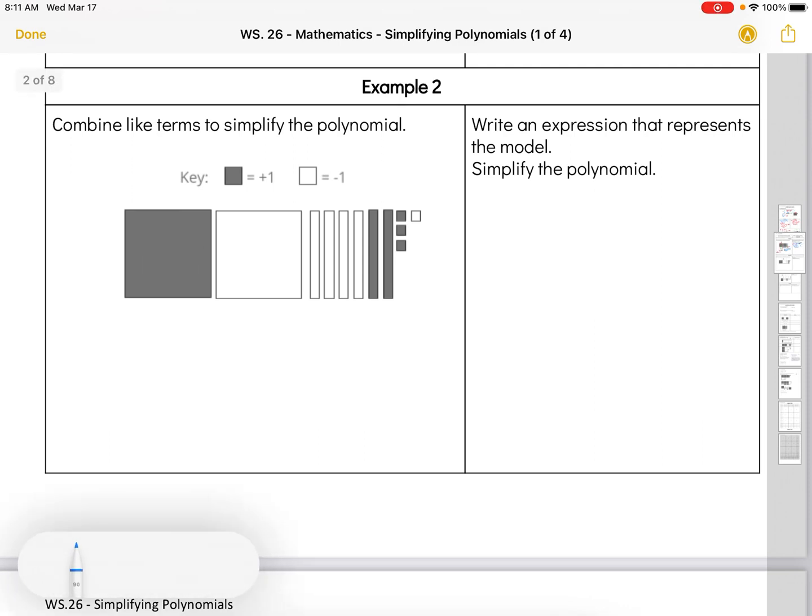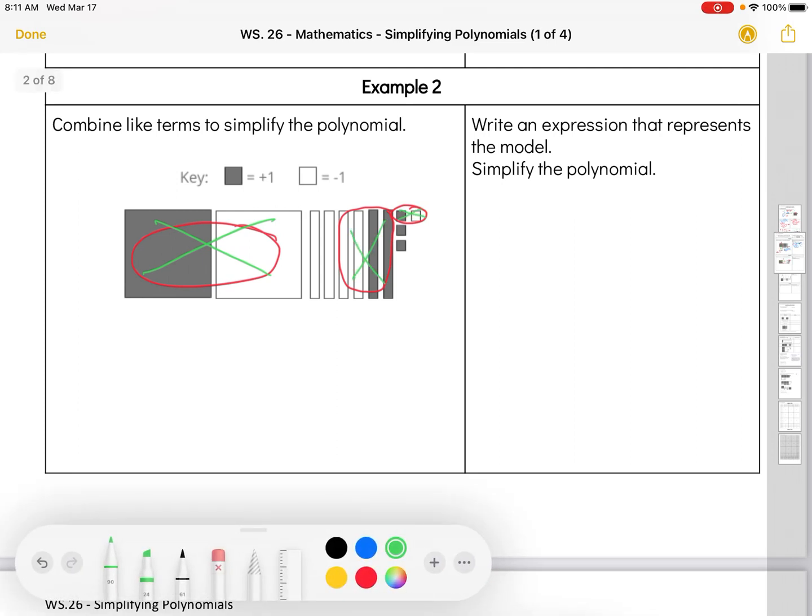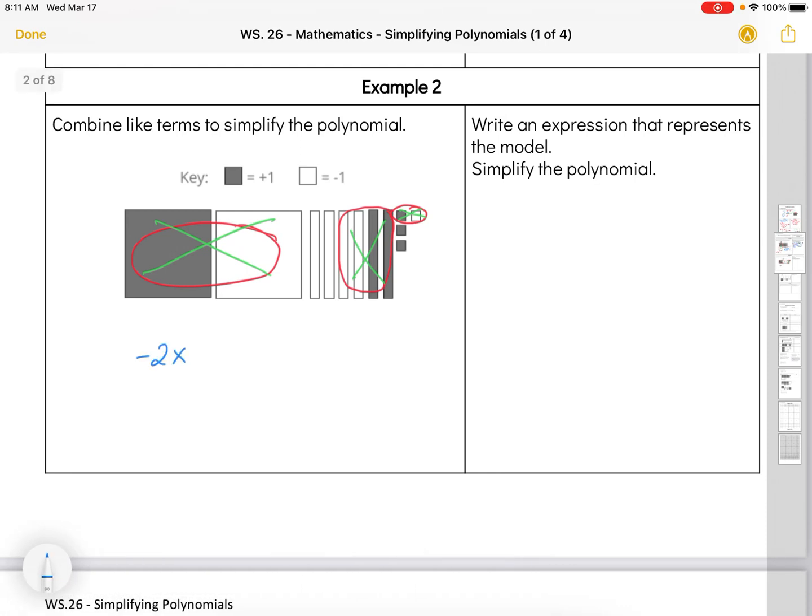I'm looking for pairs. So I have those two cancel out, and two of these cancel out, and those cancel out. So once I do those, if I think about these as being gone, because they add up to 0, all I'm left with is what's left over. So what's left over is negative 2x, right? I have these, and I have these, plus 2, and that would be my answer.